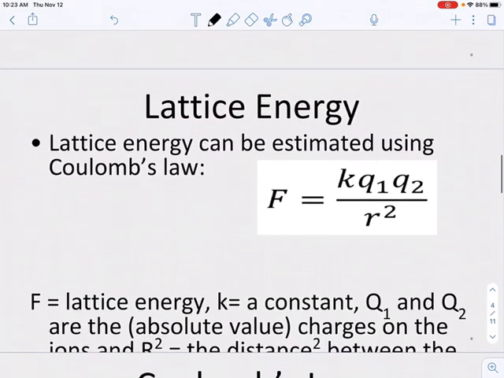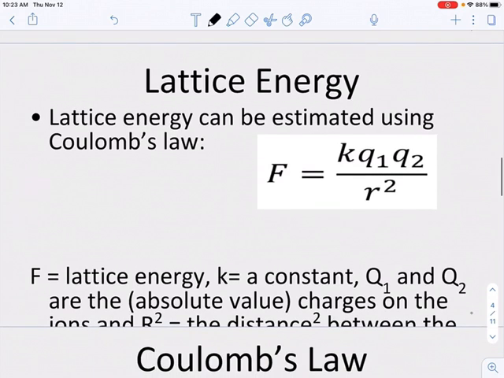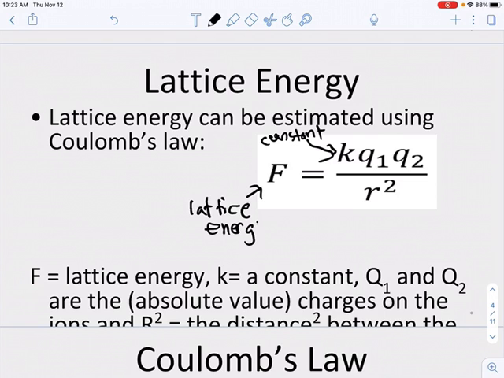And this can be explained with Coulomb's law. In this equation, just like we worked with last time, K is a constant, it never changes, so we can ignore it. Now, the force of attraction can be equated with the lattice energy. Because, remember, the stronger the force of attraction between our atoms, the higher the lattice energy. So here, the higher the force of attraction gets, the more the lattice energy goes up. So we're going to equate force of attraction with our lattice energy.